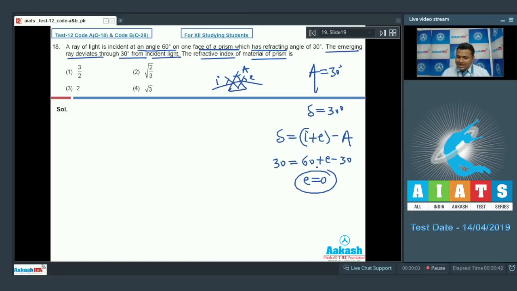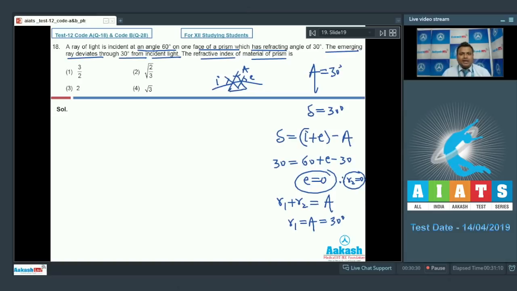Now we also know very well that r1 plus r2, angle of refraction and incidence within the prism, always equals refracting angle of the prism. Now since e equal to 0, therefore r2 will also be equal to 0, and hence we get the value of r1, that is A, that is 30 degree.